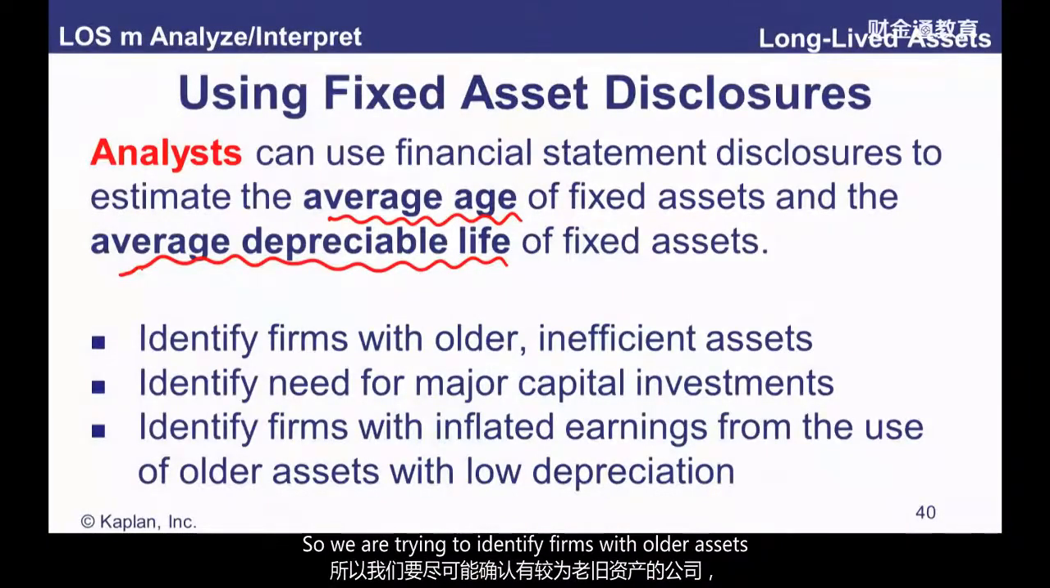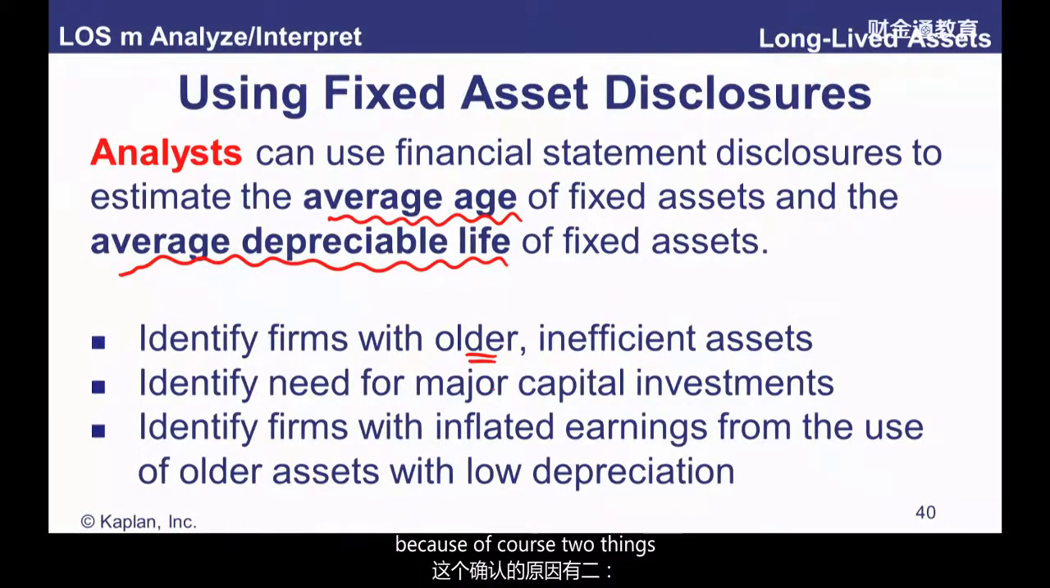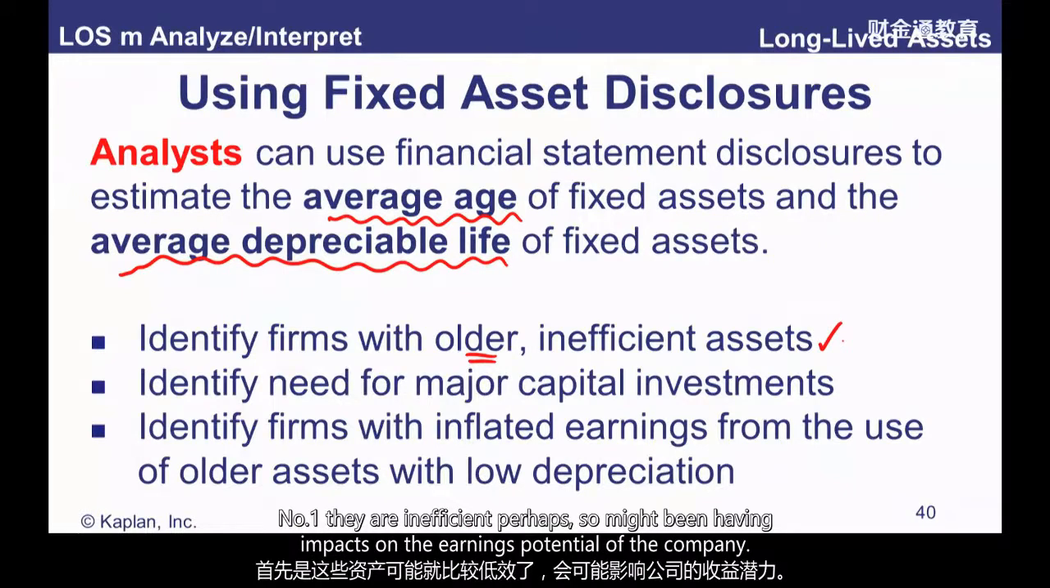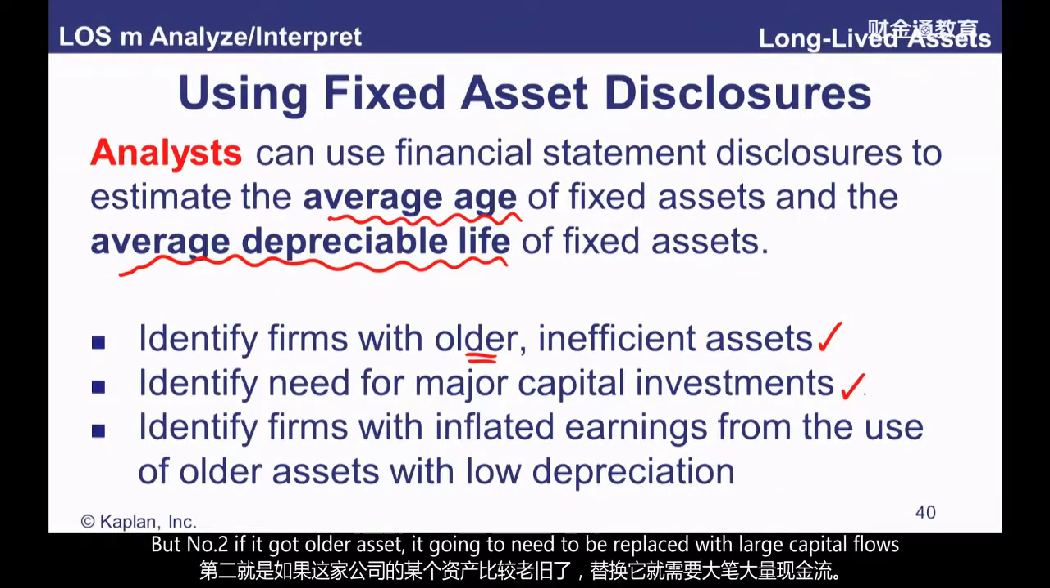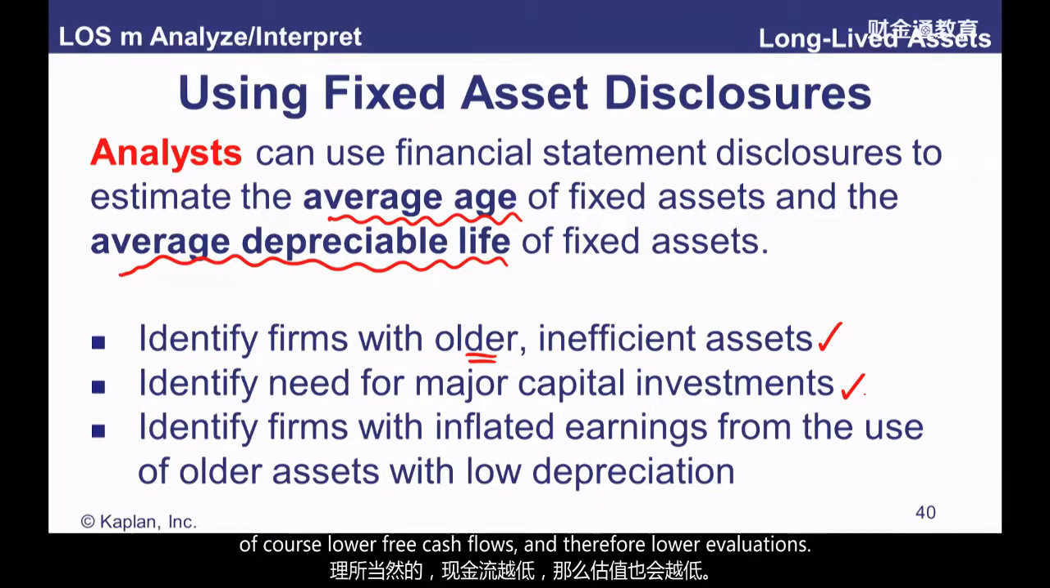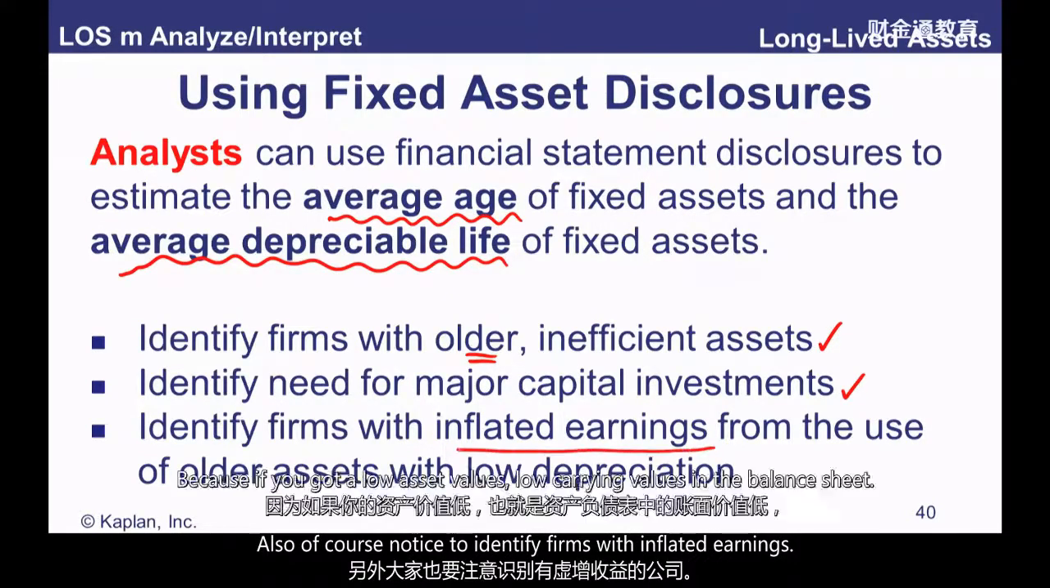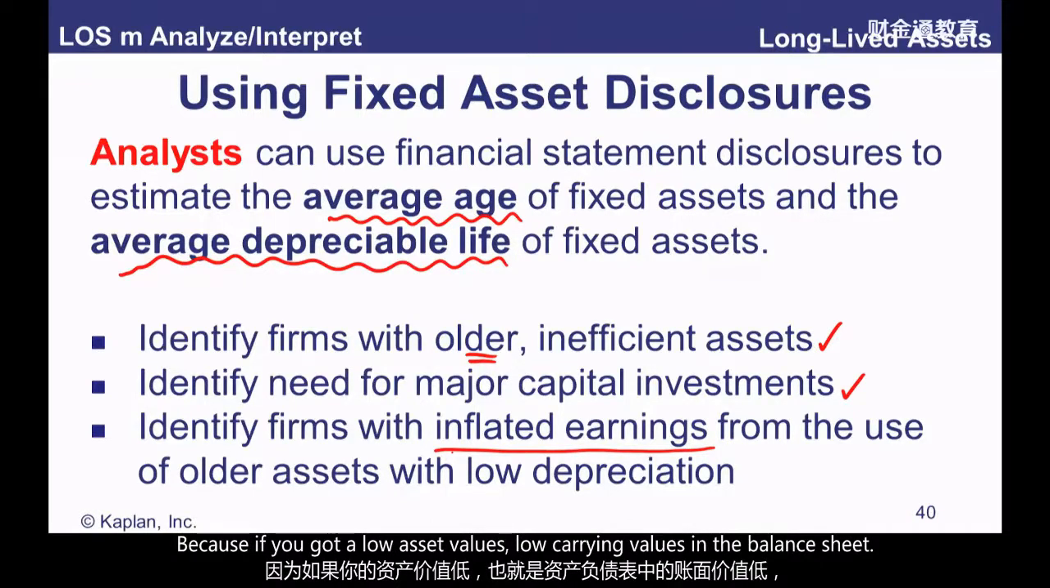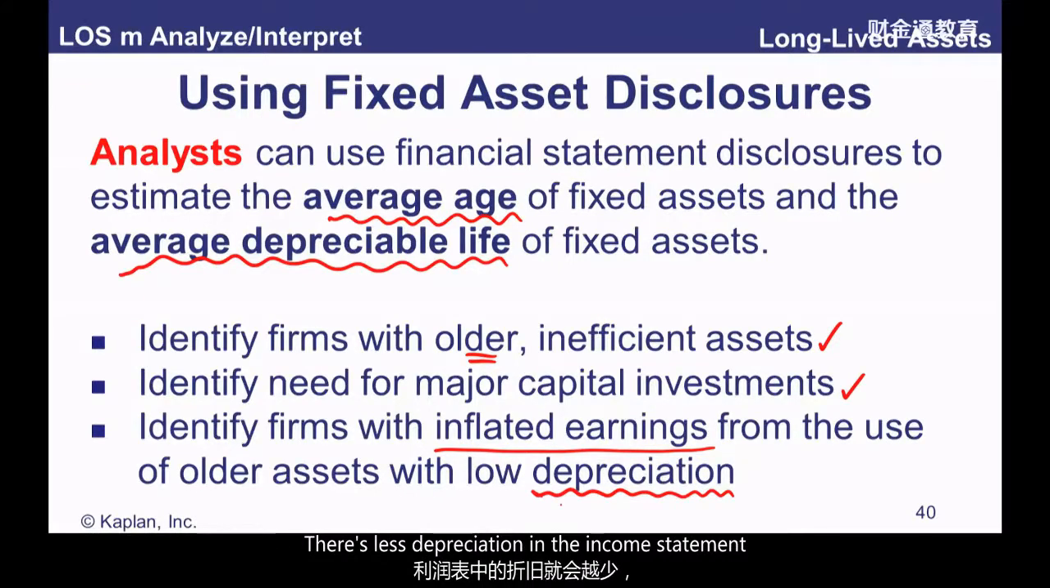So we're going to try and identify firms with older assets because of course two things. Number one, they're inefficient perhaps, so it might be having an impact on the earnings potential of the company. But number two, if it's got old assets, they're going to need to be replaced, large capex flows, and of course lower free cash flows and therefore lower firm valuations. Also, of course, notice to identify firms with inflated earnings, because if you've got low asset values, low carrying values in the balance sheet, there's less depreciation in the income statement, and lower depreciation in the income statement, higher earnings. So we need to be aware of that as well.